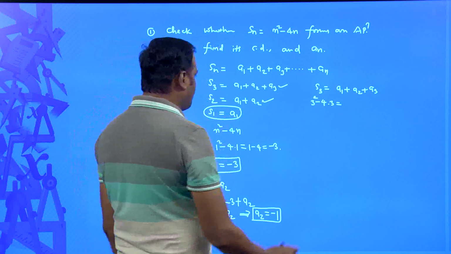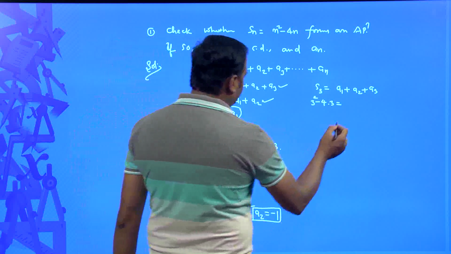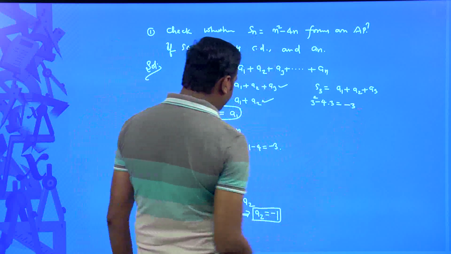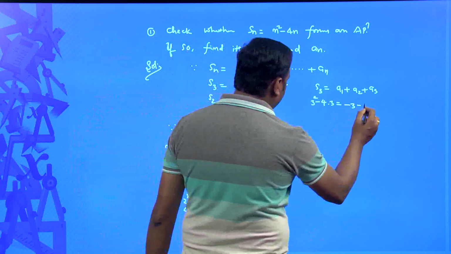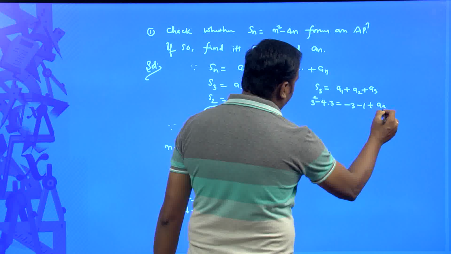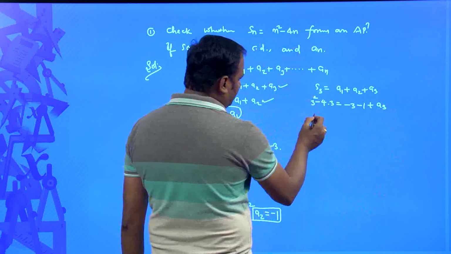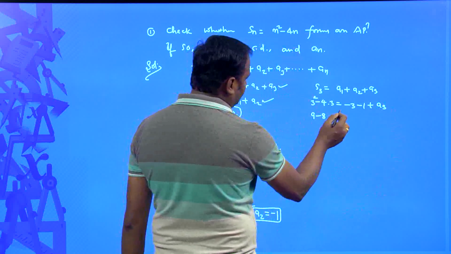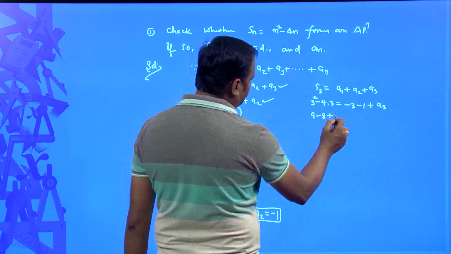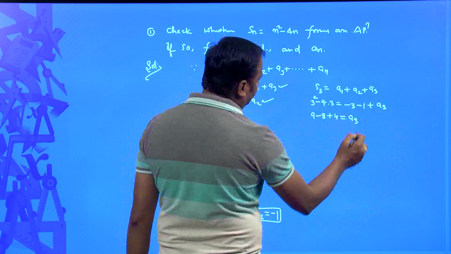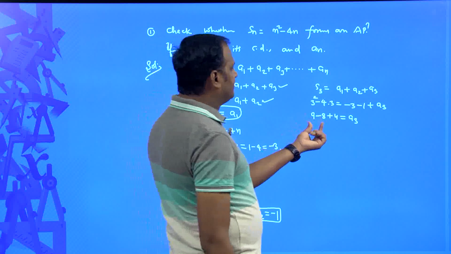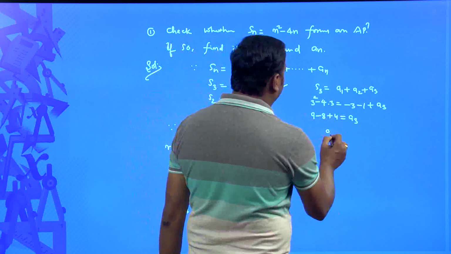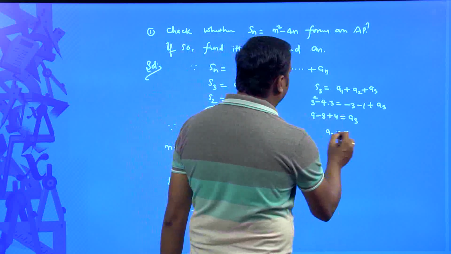A1 is equal to minus 3, plus A2 equal to minus 1, plus A3, that is what we are finding. 3 square equal to 9 minus 4 threes are 12, sorry, 9 minus 12 minus 3 minus 1 is minus 4. So, plus 4 is equal to A3. See here, 9 minus 8 equal to 1, plus 4 is equal to 5. Therefore, the value of A3 is equal to 5.